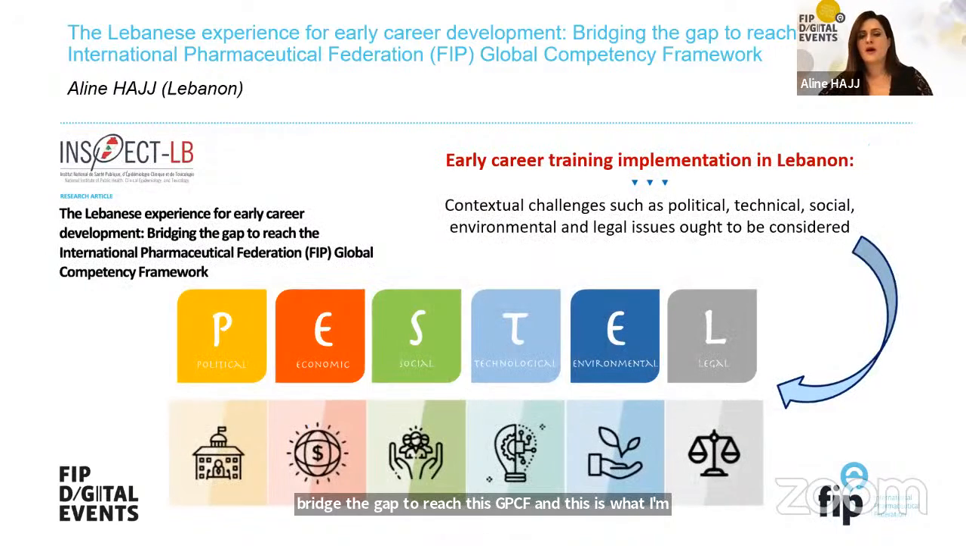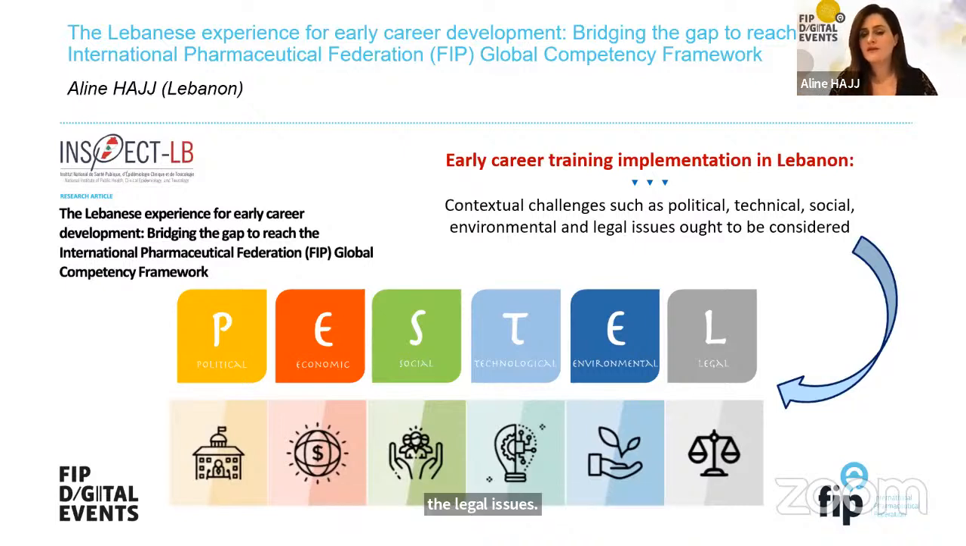So when we thought about implementing the early career training in Lebanon, we considered that we have so many contextual challenges that have to be taken into account, such as the political, the technical, the social, the environmental, and the legal issues. And to have a critical review and critical thinking regarding all these contextual challenges, the best tool would be the PESTEL analysis that takes into account all of these issues.